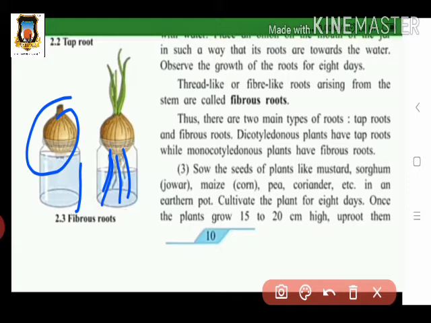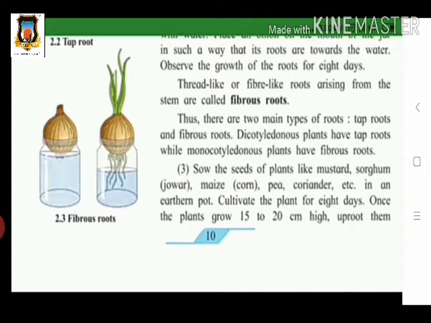For the next type we do this activity: sow the seeds of plants like mustard, sorghum, that is jowar, grains of jowar, maize, pea, coriander, which is kothimbir in Marathi, in an earthen pot, and cultivate the plants for 8 days. Once the plants grow to 15 centimeters height, then uproot the plant.